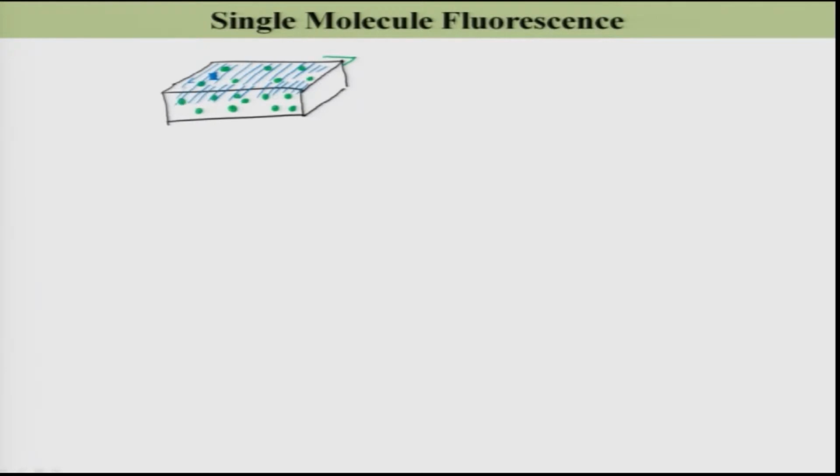Below this layer there will be another layer, so this is a layer-by-layer thing. Depending on the height of this observation volume in the sample, you will be able to see one layer.